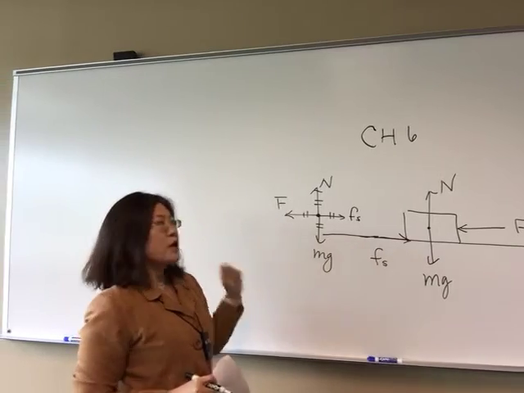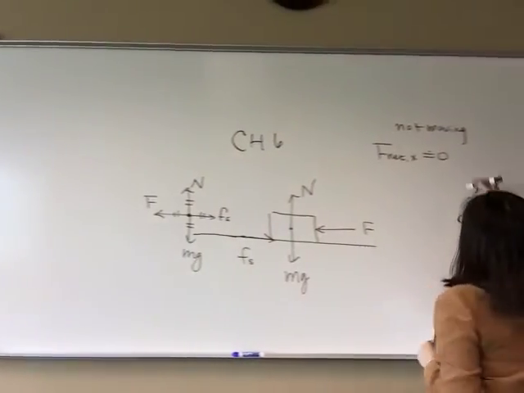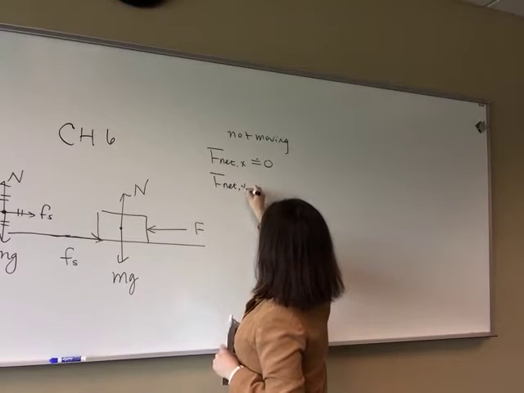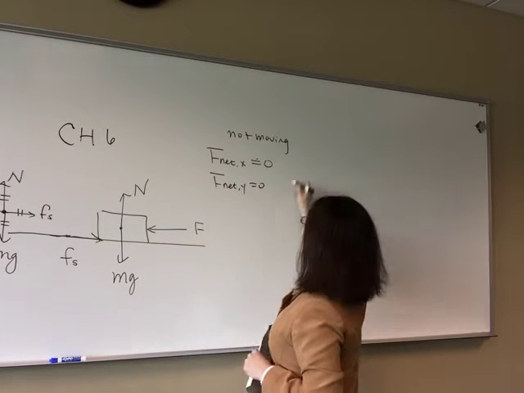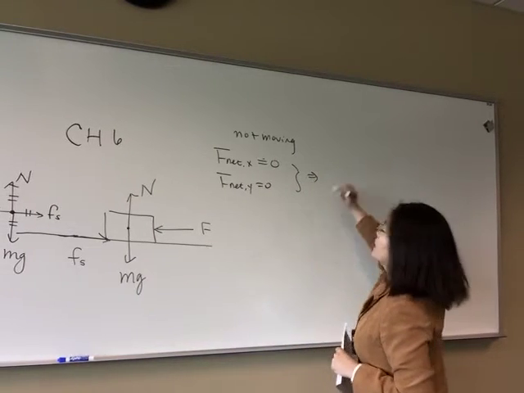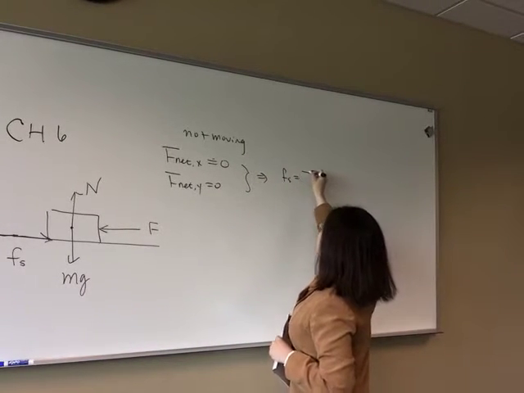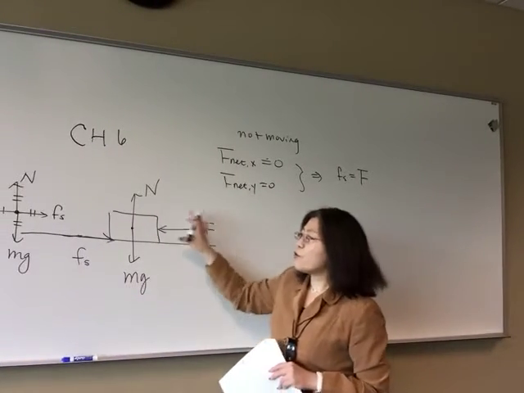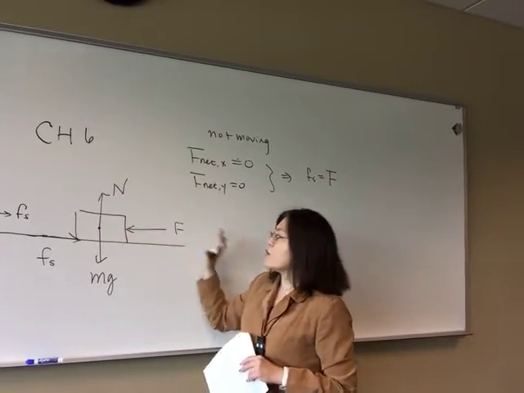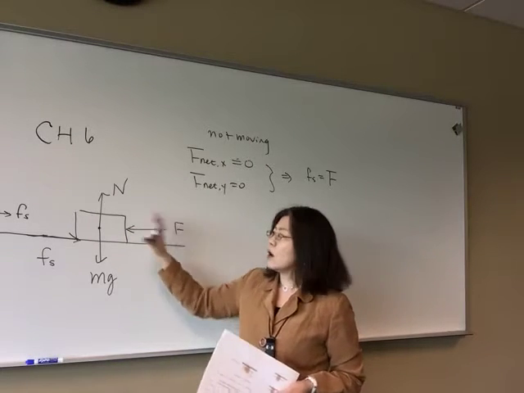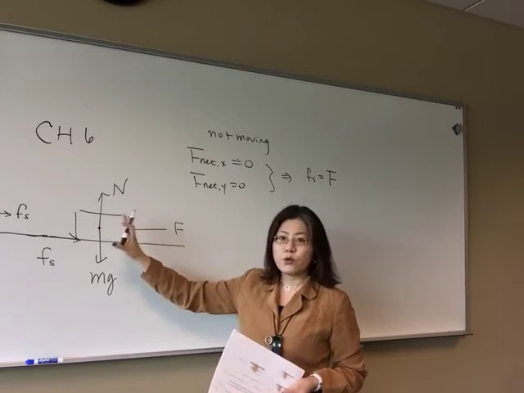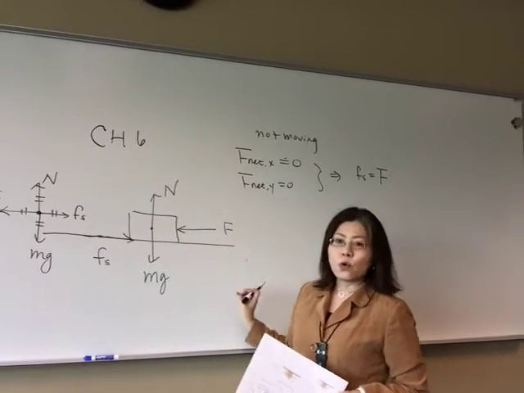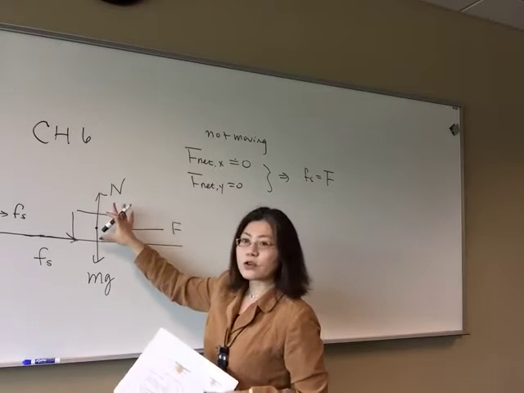because it's not moving in the horizontal direction. So when it is not moving, the net force equals 0 in both directions, and then we can deduce that the frictional force has the magnitude of the applied force. This is when you apply force and the whole thing is not moving. And then, of course, if you want to move the block, you're just going to keep applying the force until at such a point that this whole thing starts to move.